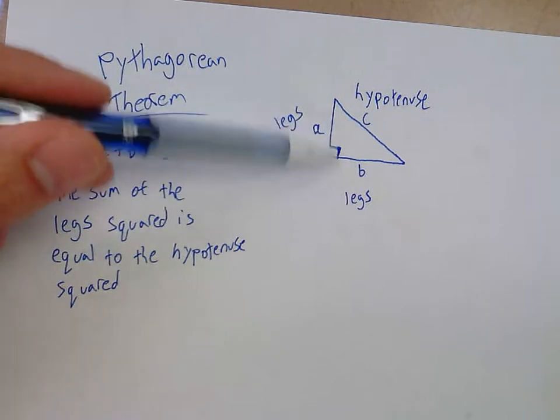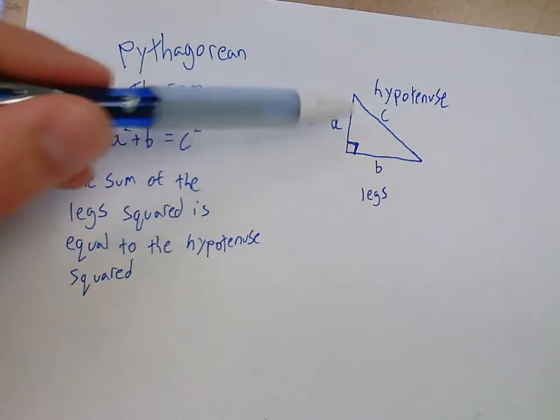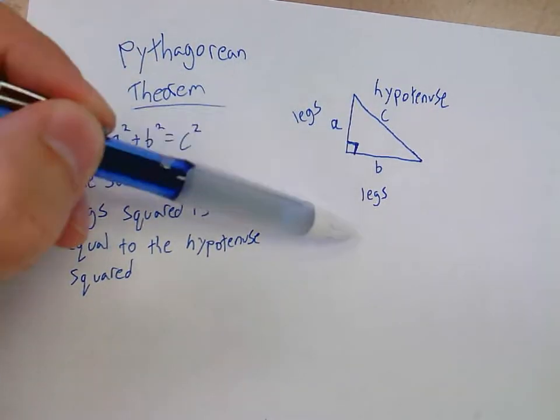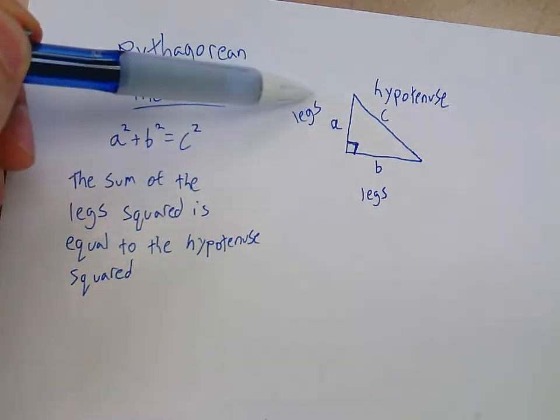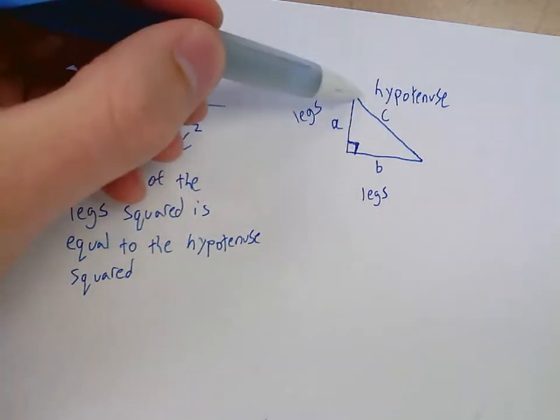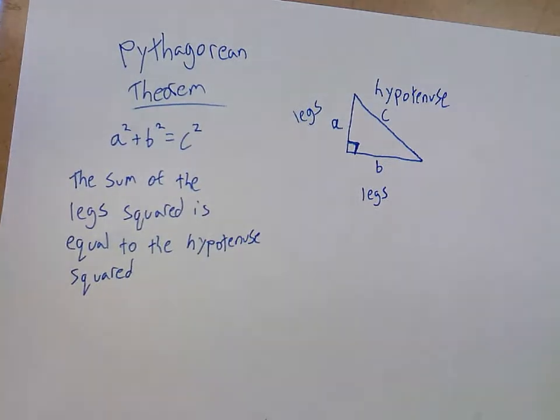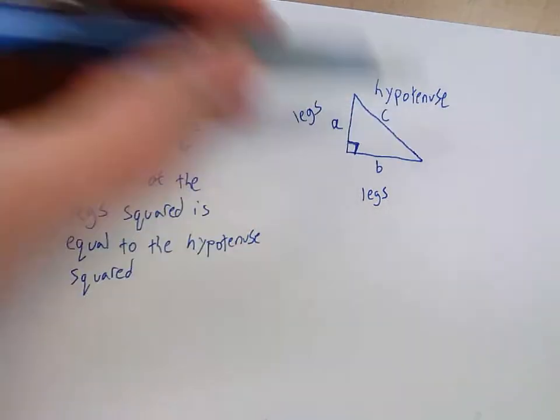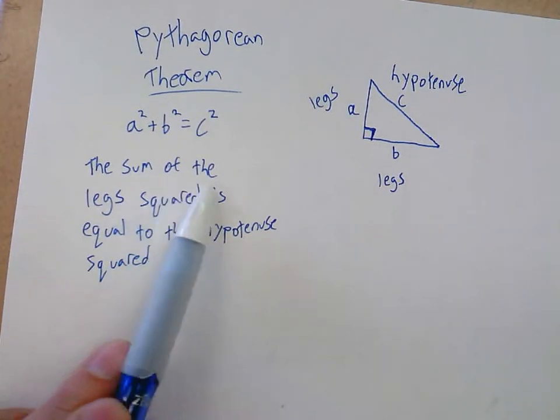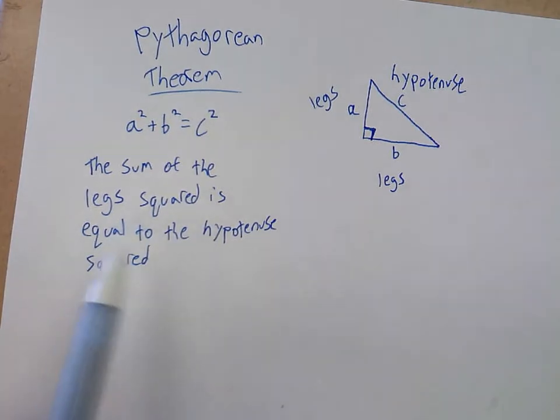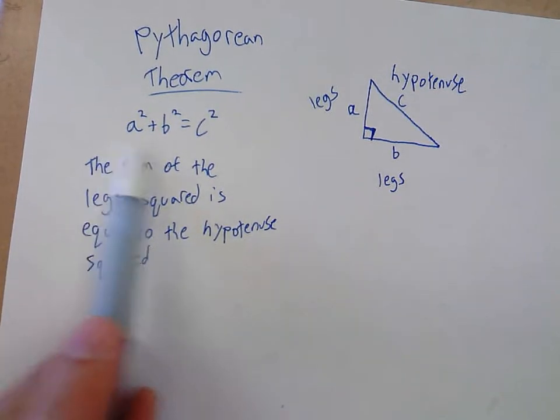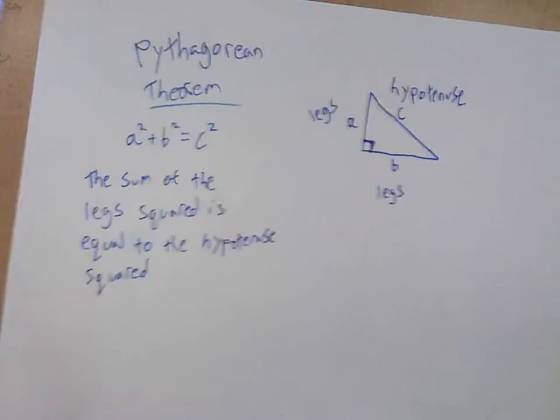And in words, these were our legs squared. We made squares off of our legs, and we made a square off of our hypotenuse. And we saw that the sum of the legs squared is equal to the hypotenuse squared, right? And that's where we get our equation, our Pythagorean theorem.